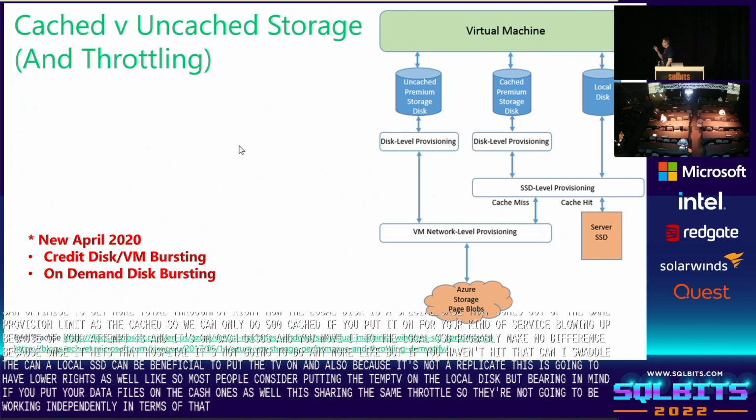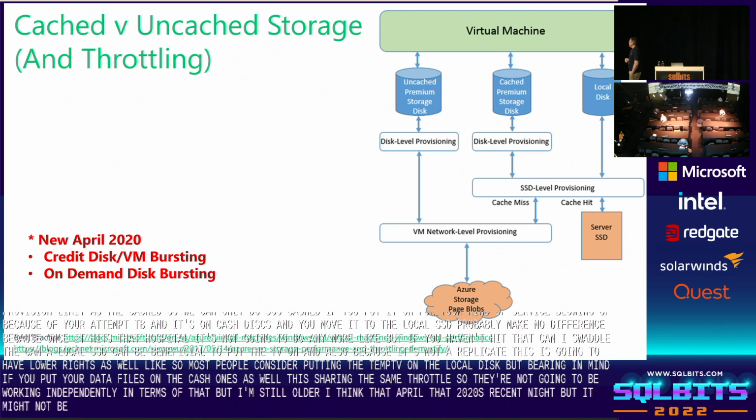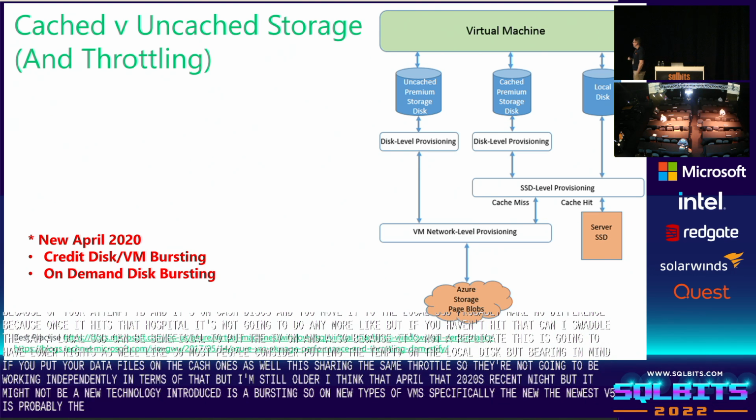I say recent, but I'm so old that I think April 2020 is recent, right? But in Azure, it might not be. A new technology introduced is bursting. So on new types of VMs, specifically the new ESV5, which is probably the golden child here, the VM and the disks can burst, and there's 2 types of bursting: credit disk and on-demand.